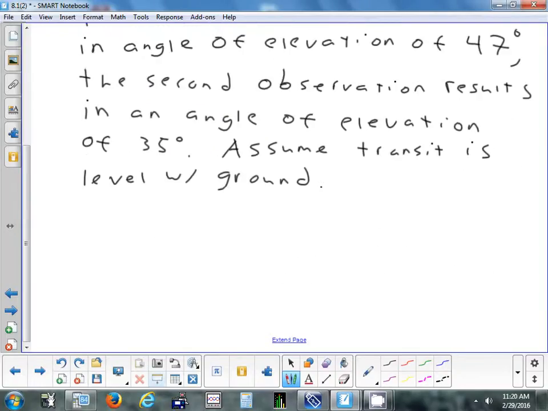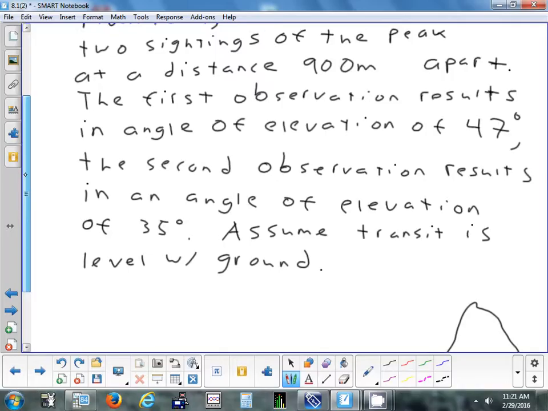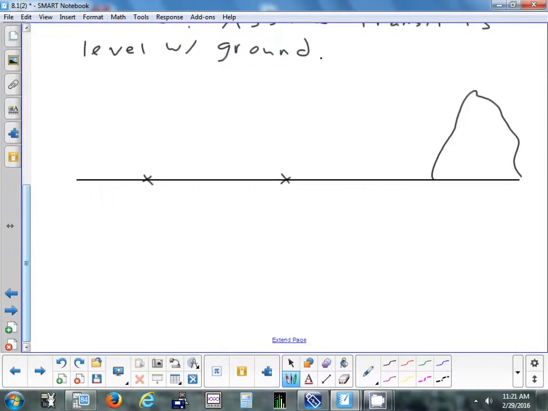Okay, so we'll assume that the ground is level. And we need our mountain. Here's our mountain. All right, and the surveyor is going to take two different sightings. Let's just say one from here, one from here. We don't know how close those sightings are to the mountain, but we know how far apart they are from each other. And how far apart are they? 900 meters.